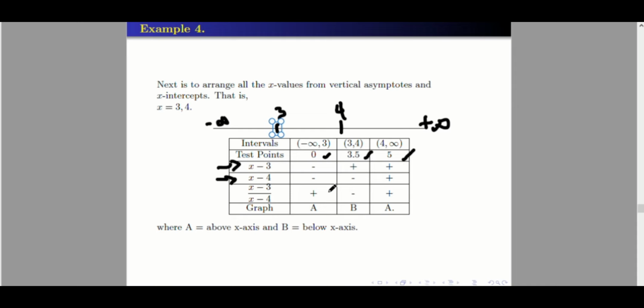Okay, so negative divided by negative is positive. Positive divided by negative is negative. Positive divided by positive is positive. So we have above, below, above.